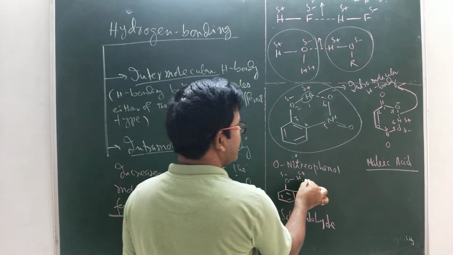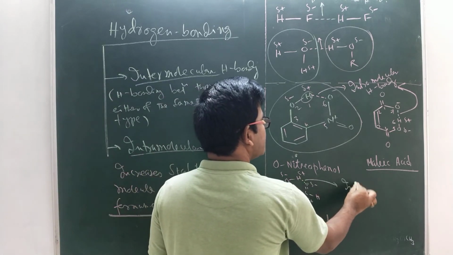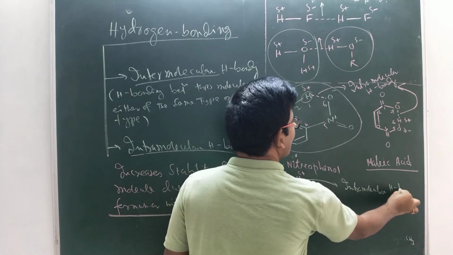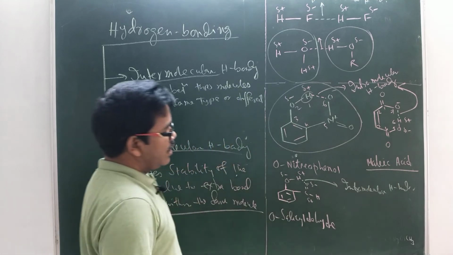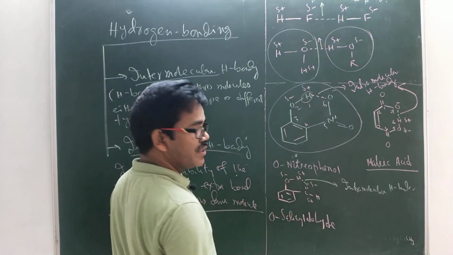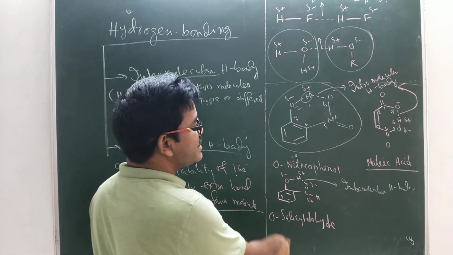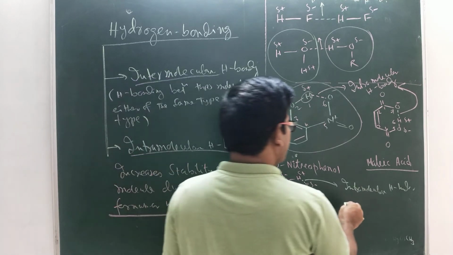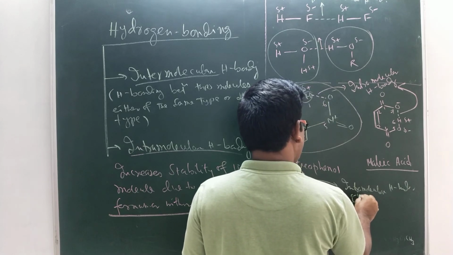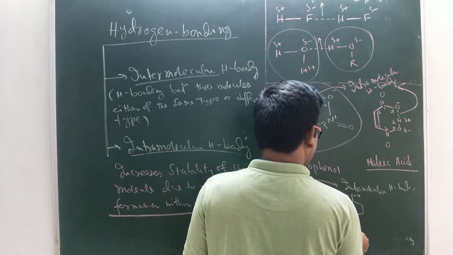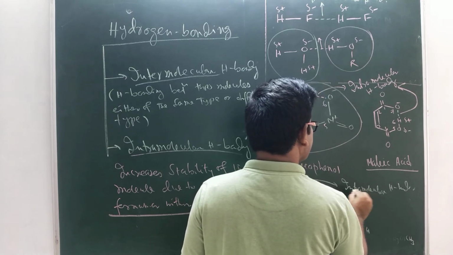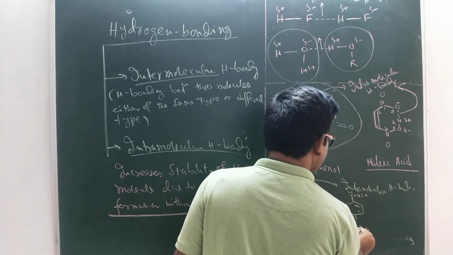This is an intramolecular hydrogen bond. How many members is it? You see, 1, 2, 3, 4, 5, 6 membered. It is called orthosalicylaldehyde, and this is called parasalicylaldehyde. Here intramolecular hydrogen bond is not possible. Why not possible? Because this is plus, this is minus, here this is plus.